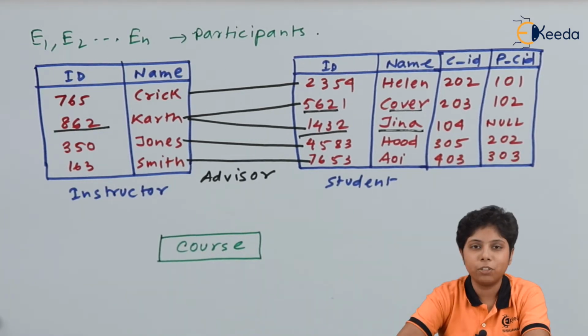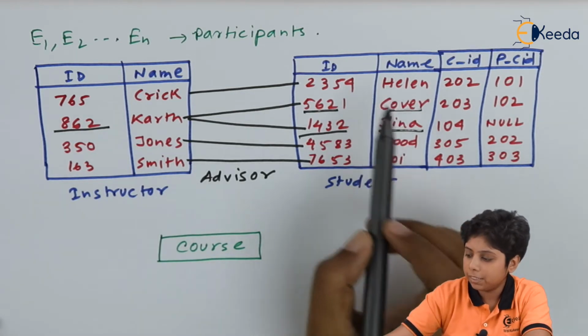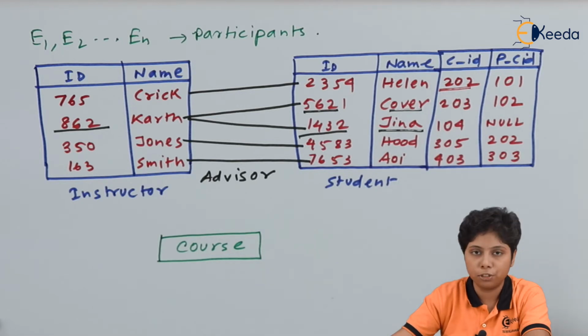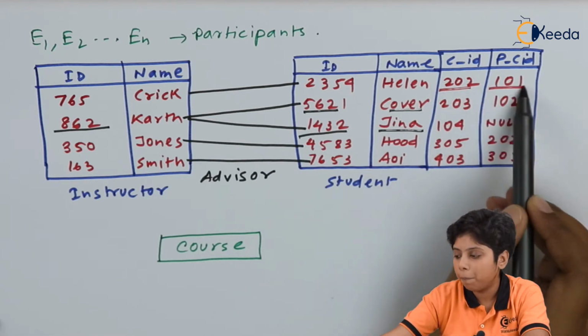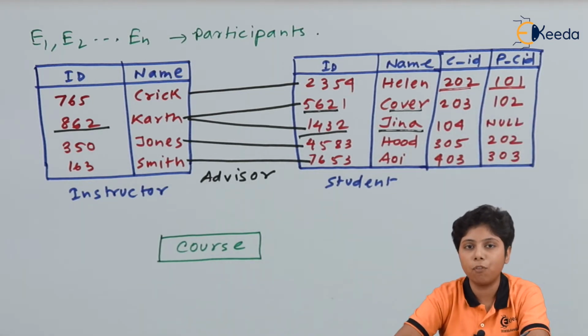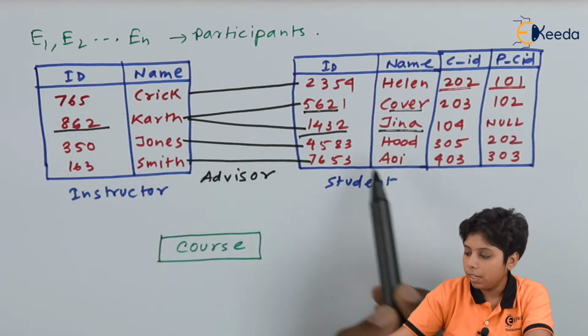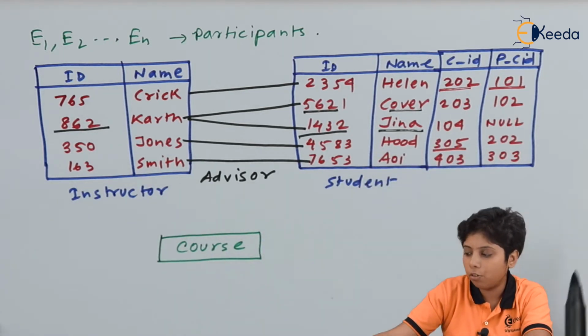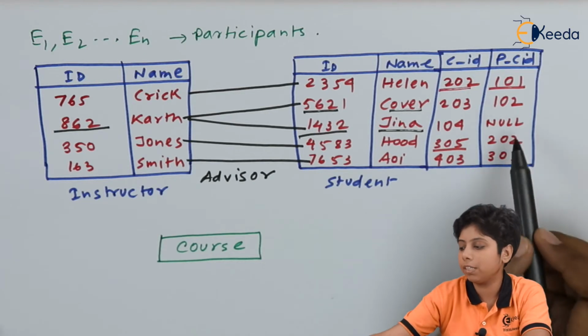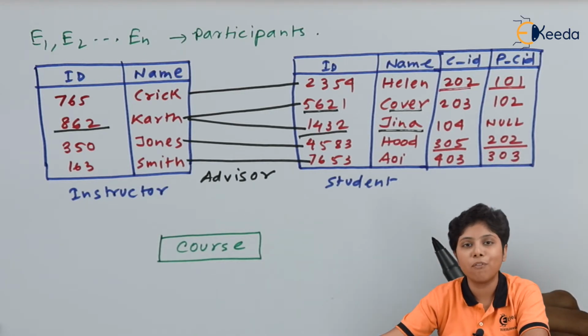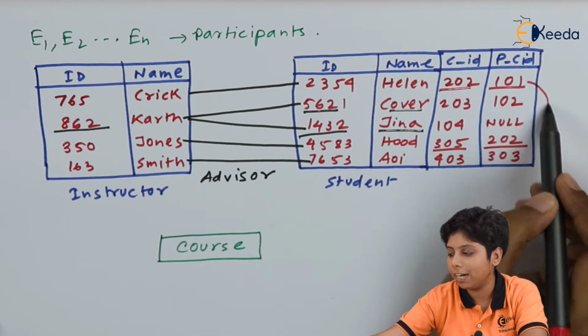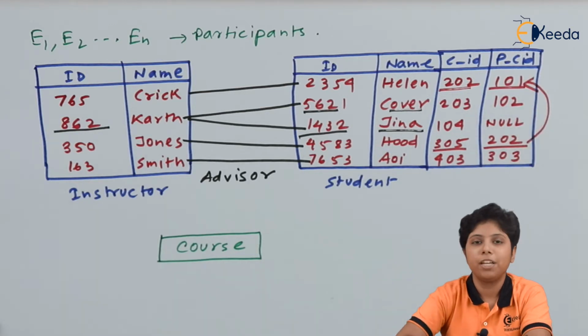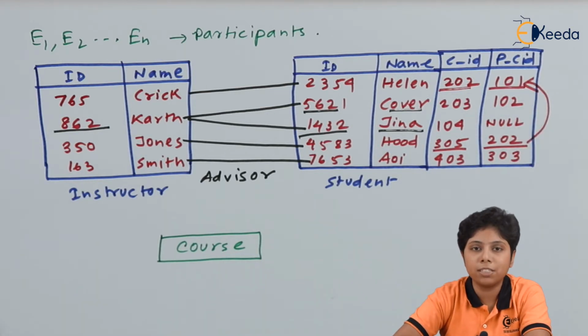Now look at the course entity again. Helen has the course ID 202, which is the prerequisite of the course ID 101. Now Hood has 305, which has the prerequisite ID 202, which in turn is the prerequisite of 101. So that is known as the recursive relation that exists inside a course relation or an entity.